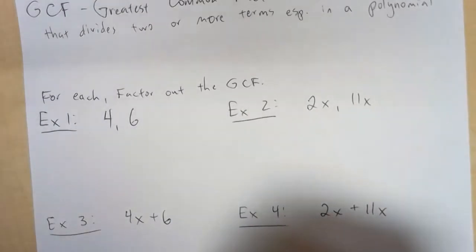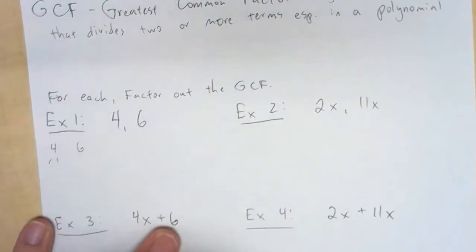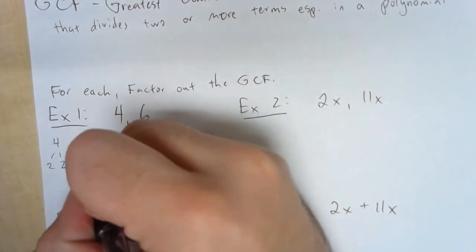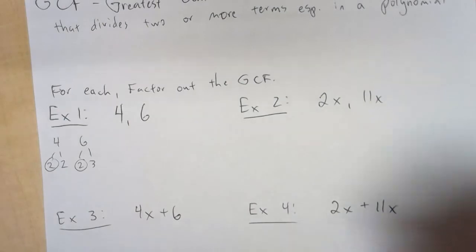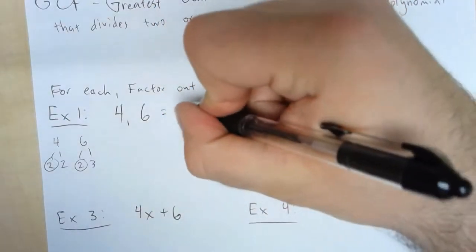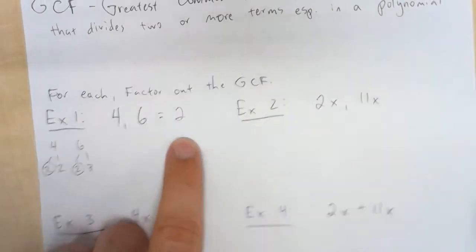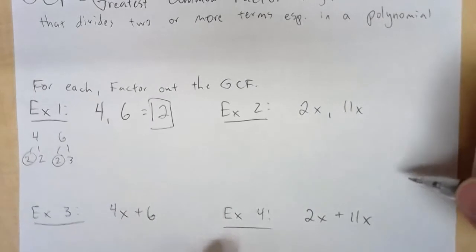If you want to think about this, you can make yourself a little factor tree and circle everything that's in common. So break them into primes or product of primes. So 2 times 2 and 2 times 3. The only thing they have in common is a 2. So we can say the GCF of 4 and 6 is just 2. So if I have numbers like this, I'm just asking for you, hey, give me the GCF. There it is, done.